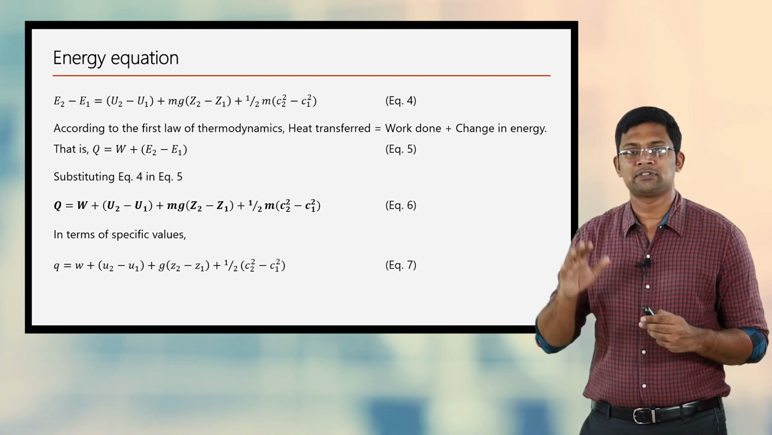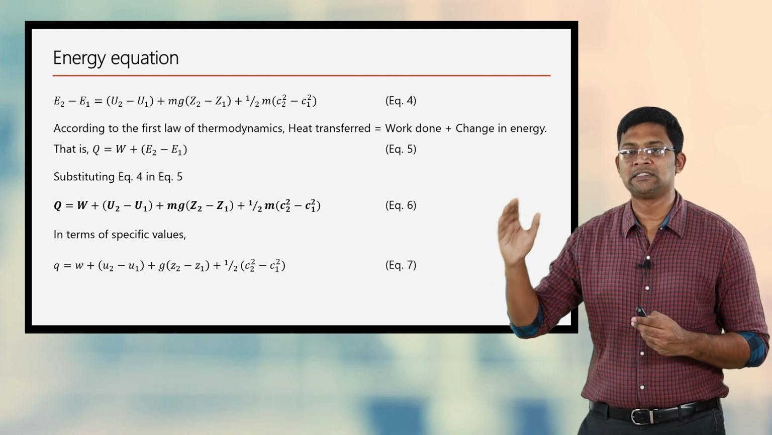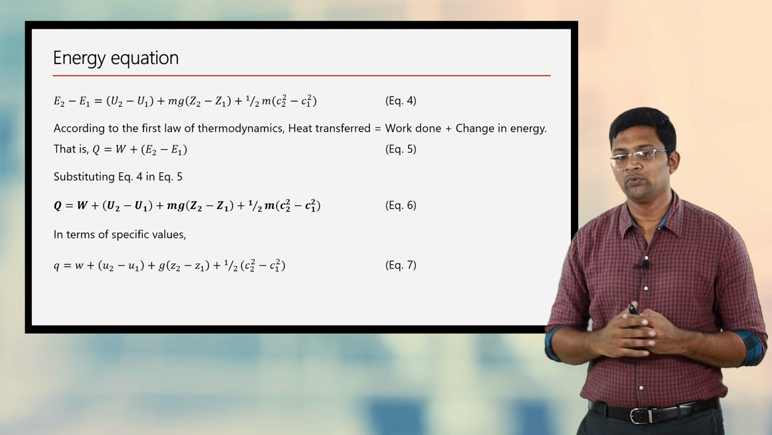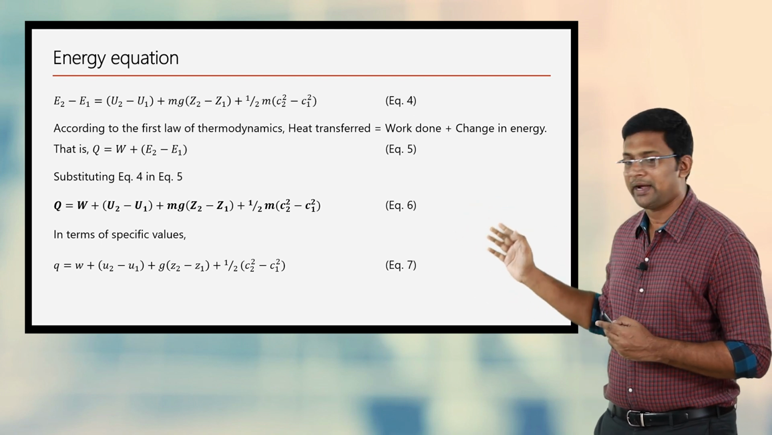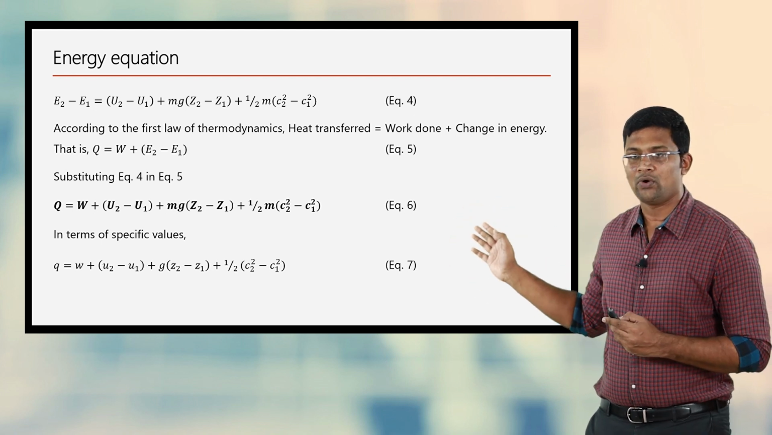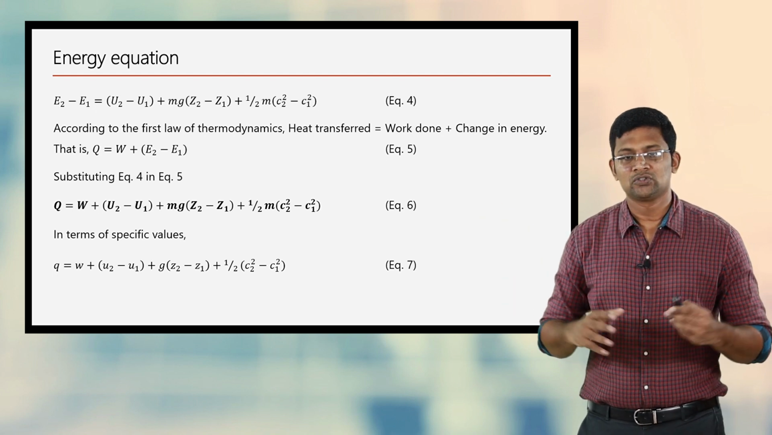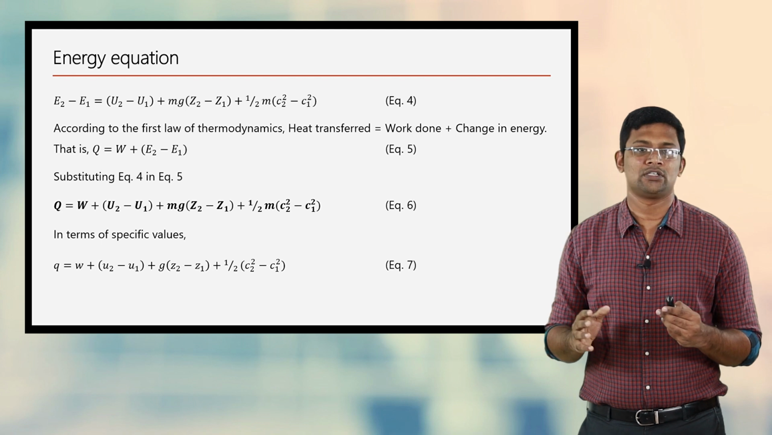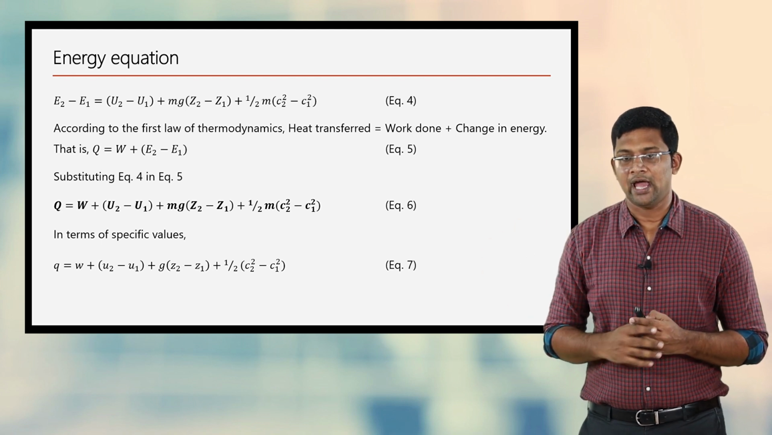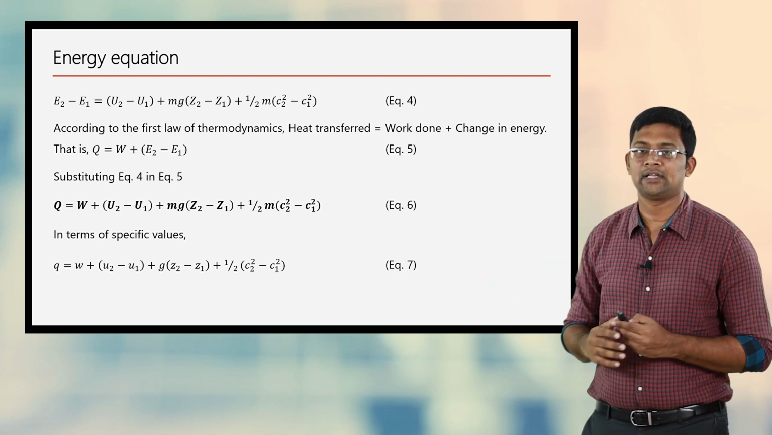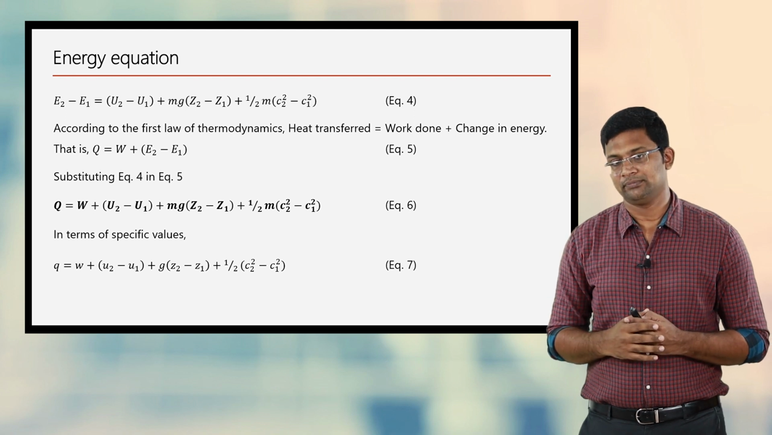So the final expression is q is equal to w plus u2 minus u1 plus, there is no m because m is 1. We are speaking about specific terms where the mass is unity. g into z2 minus z1 plus, again there is no m, half c2 square minus c1 square. So this is the energy equation in specific terms. And you have to remember the sixth expression, that is the energy equation.